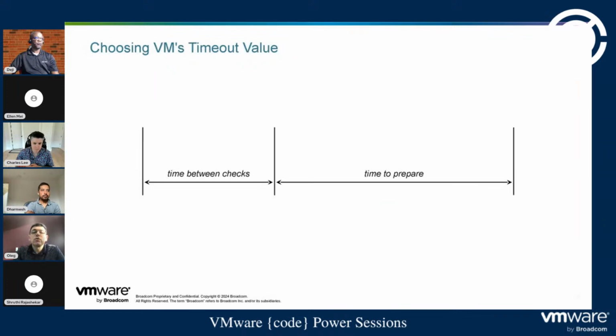Now let's talk about how you choose the values of timeouts. You want to check for event fairly often, for example, maybe every second, maybe every few seconds. Let's say in this case, you want to check for event every 10 seconds. And it also takes your application some time to prepare. Maybe it's half a minute, but you want to be conservative. So if you set it to, say, 50 seconds, you add up these two values, 10 seconds and 50 seconds. So your final timeout you set on the VM would be, in this case, 1 minute.